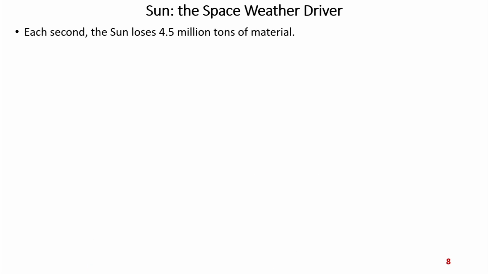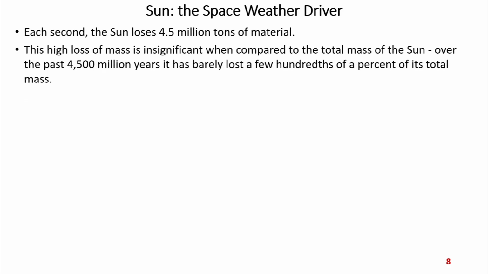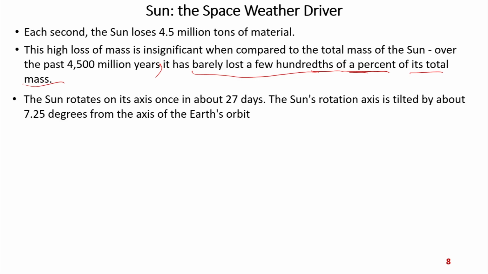It is important to know that in each second the sun loses 4.55 million tons of material. This high loss of mass is insignificant when you compare it with the total mass of the sun. Over the past 4,500 million years, it has barely lost a few hundredths of a percent of its total mass. So, you can say it is even less than 0.1% of the total mass the sun has at its core. The Sun rotates on its axis once in about 27 days.